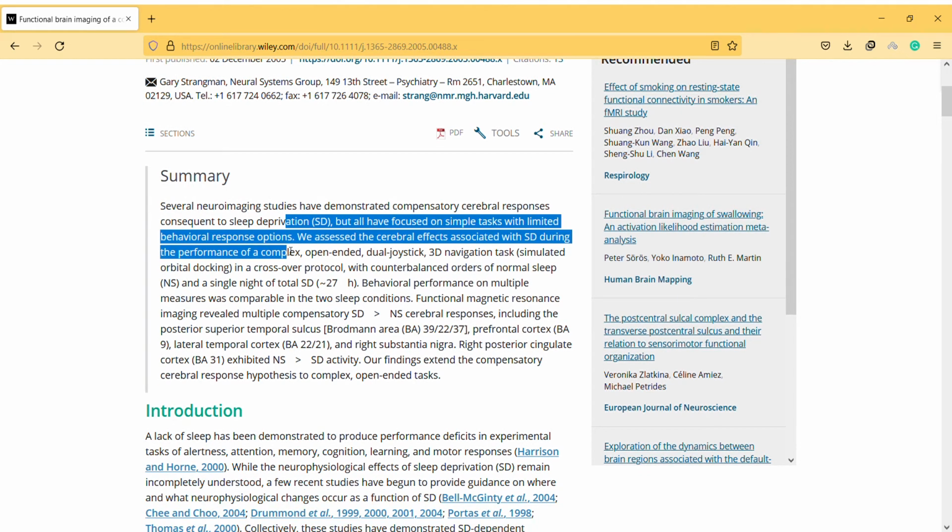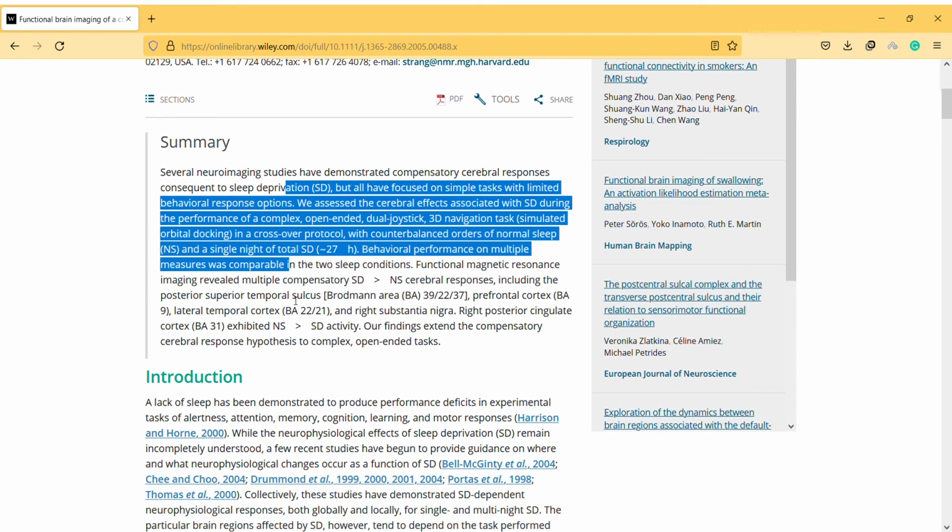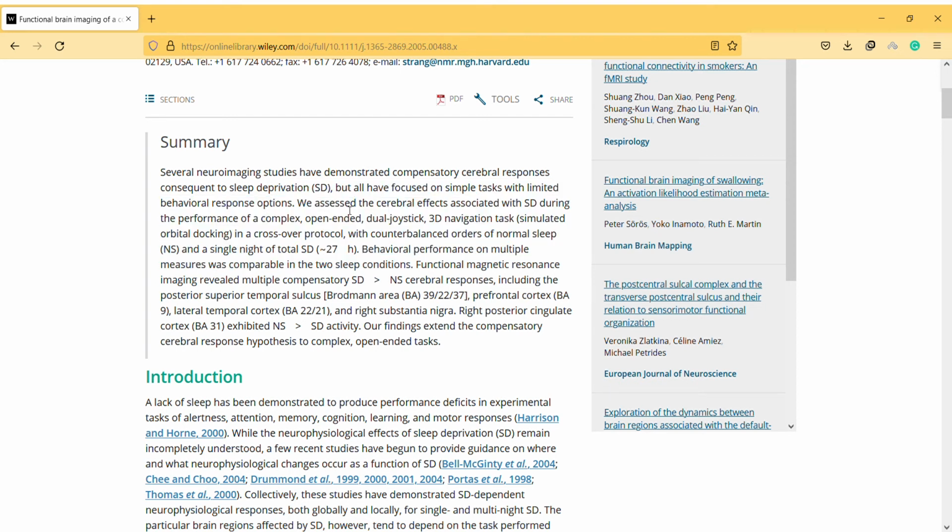Several neuroimaging studies have demonstrated compensatory cerebral responses consequent to sleep deprivation, but all have focused on simple tasks with limited behavioral response options. So this is the motivation of the study. They all focused on simple tasks with limited behavioral response options.